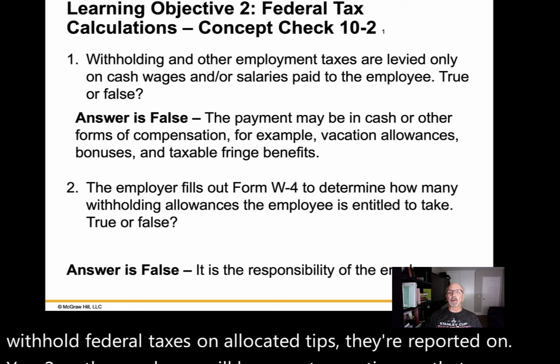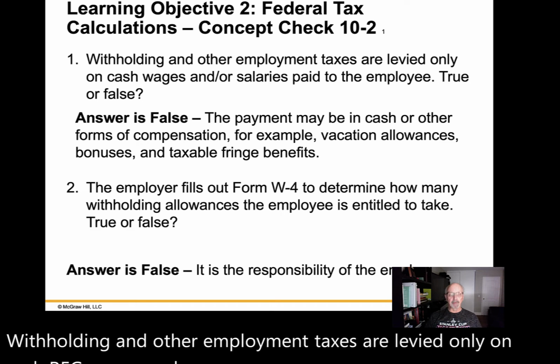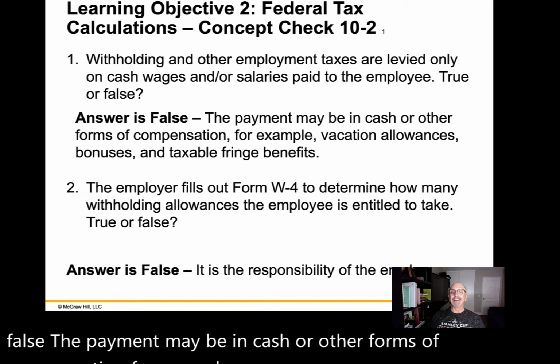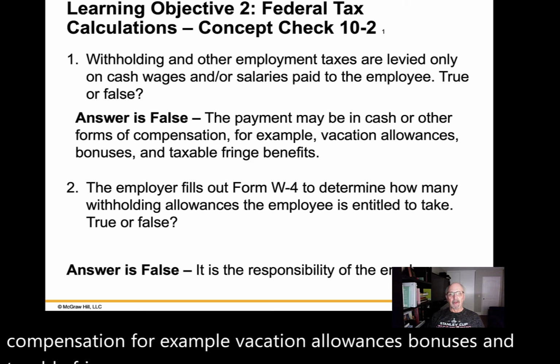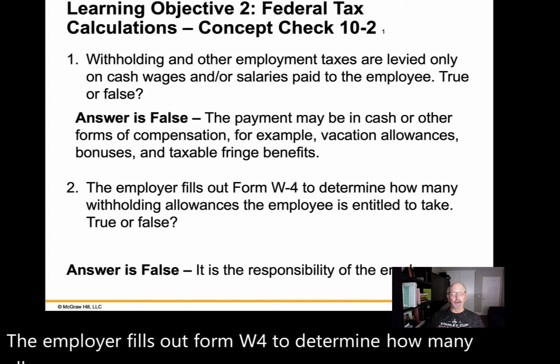Withholding and other employment taxes are levied only on cash wages and salaries paid to the employees. That's false. The payment may be in cash or other forms of compensation, for example, vacation allowances, bonuses, and taxable fringe benefits. The employer fills out Form W-4 to determine how many allowances the employee is entitled to? No, the employee fills that out.